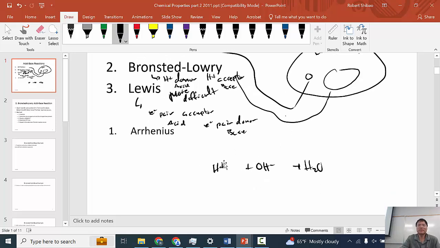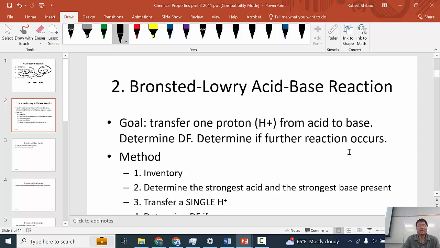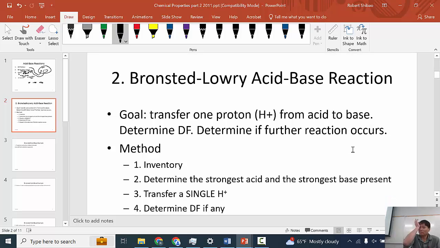So if you want to know Arrhenius, this is it. That's all. So let's look at Bronsted. Bronsted-Lowry acid-base reactions. The goal here is, what we're going to do is we're just going to transfer one proton.